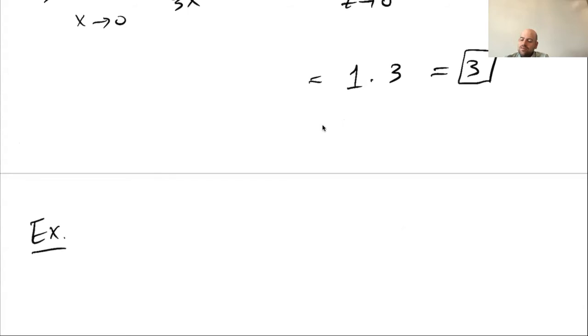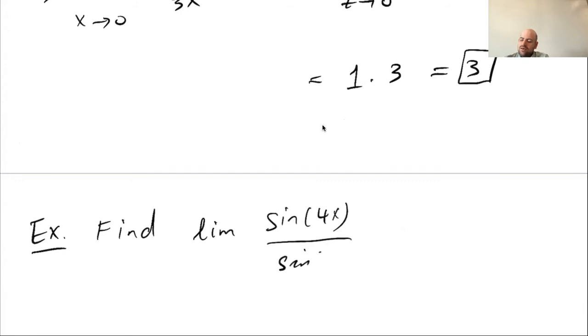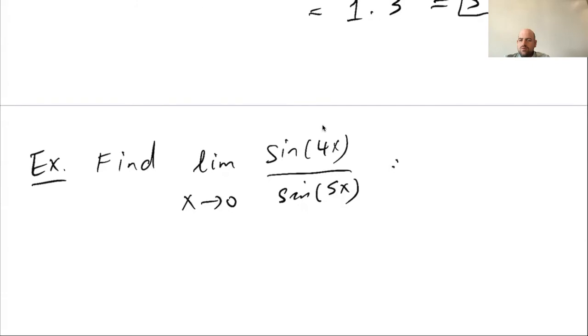Another example, let's say find the limit of sine 4x divided by sine 5x as x approaches 0. So again, remember this type of question, usually the trick is divide and multiply by something, right? So what could we do? We know the limit of sine x over x. So right now there is no over x, but I can divide and multiply by x basically, right?